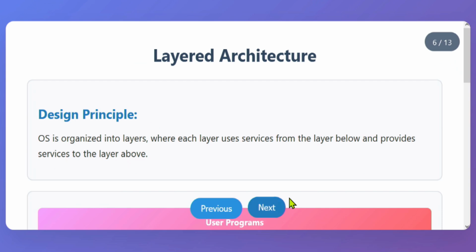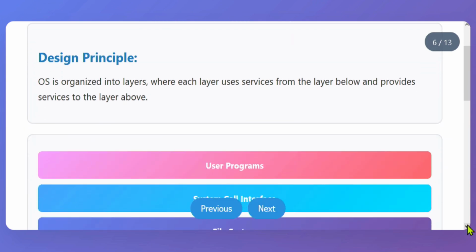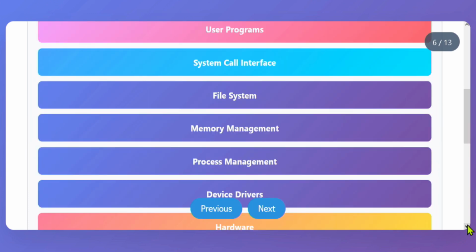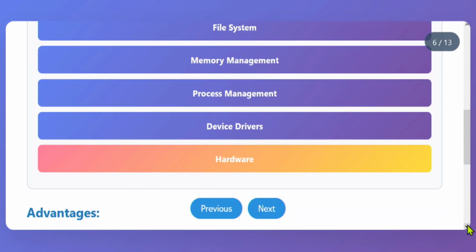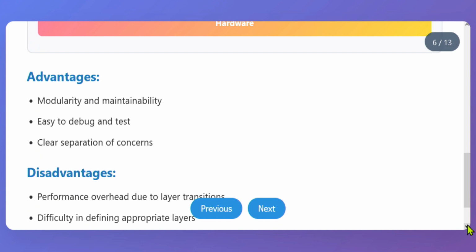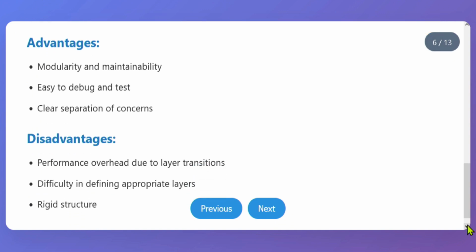In layered architecture, the design principle is that the OS is organized as separate layers. Here we see the layers are organized as user program, system call interface, file system, memory management, process management, device driver and hardware. Here each layer communicates with the lower layer frequently and also with the upper layers. The advantages are modularity and maintainability, and easy to debug and test. The disadvantages are performance overhead due to layer transition, difficulty in defining appropriate layers, and rigid structure.